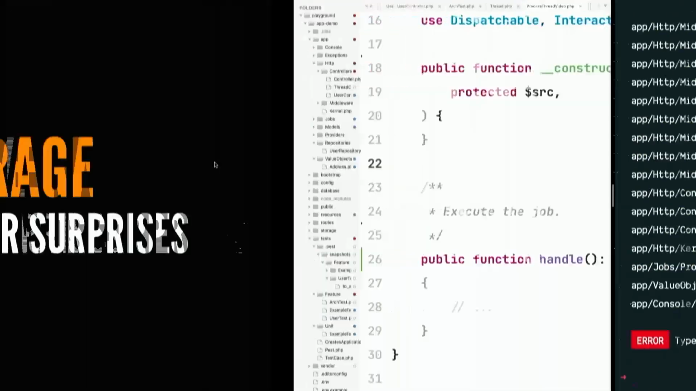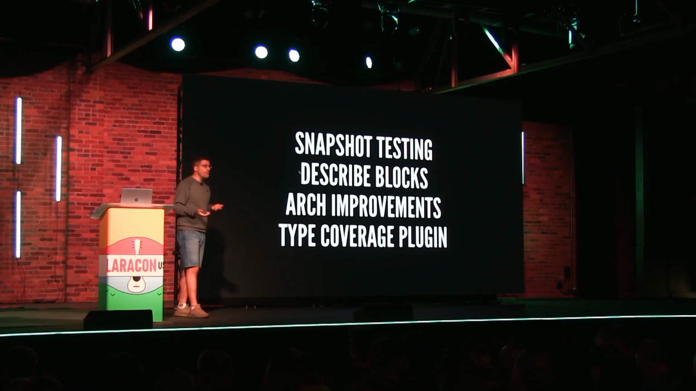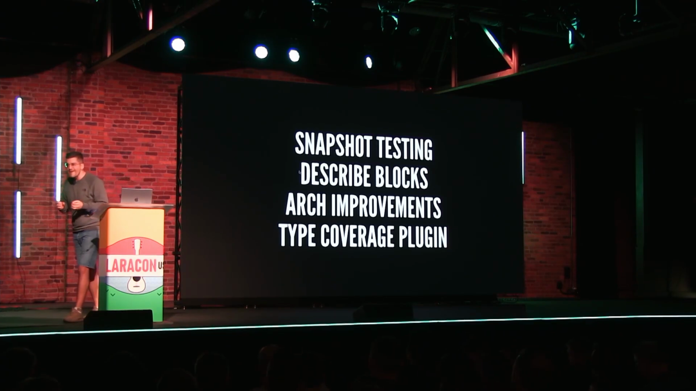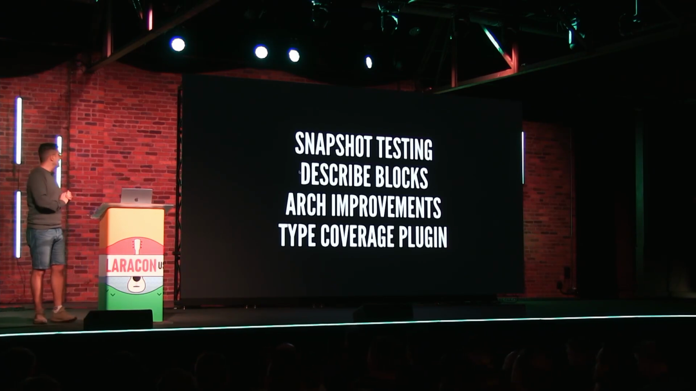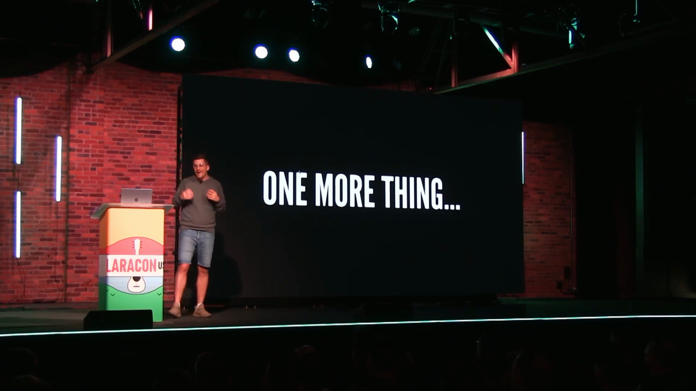All right, so far we have seen snapshot testing, describe blocks, architectural improvements, but also the new type coverage plugin. For me, all these features would have made a great Pest 3 release. However, we are going to get this stuff for free just by typing composer update. This is my first Laracon, so I really wanted to make this one special. Yeah, so there is one more thing.